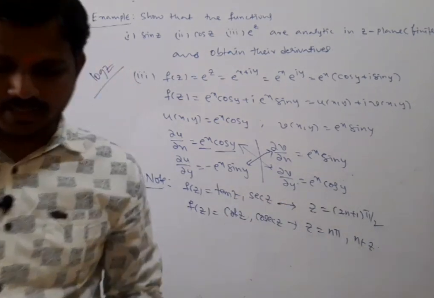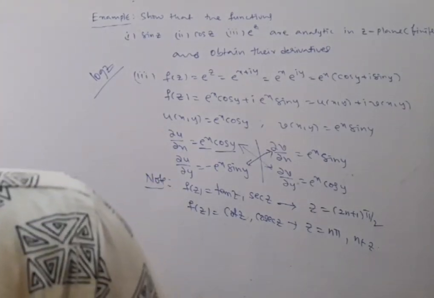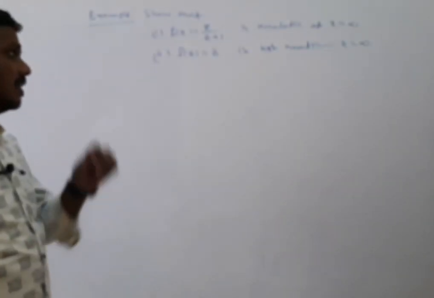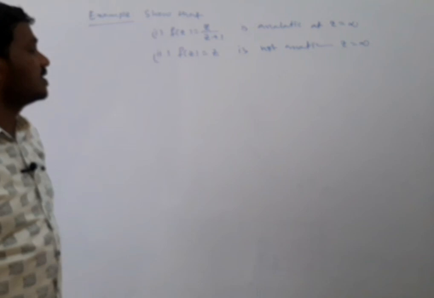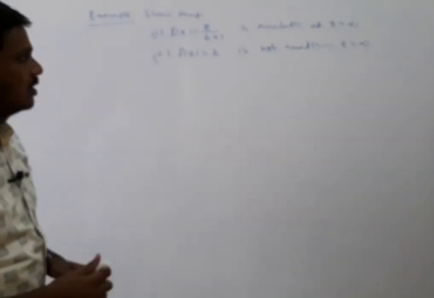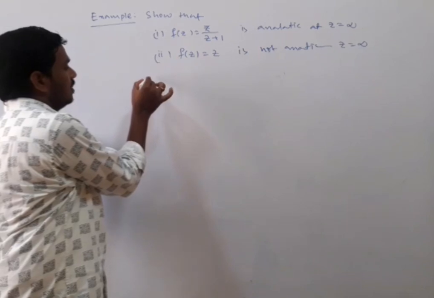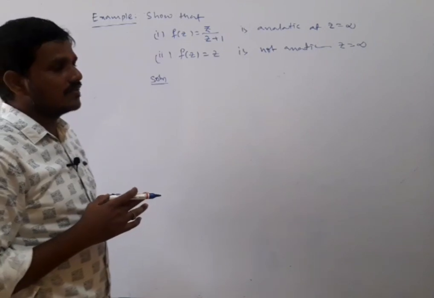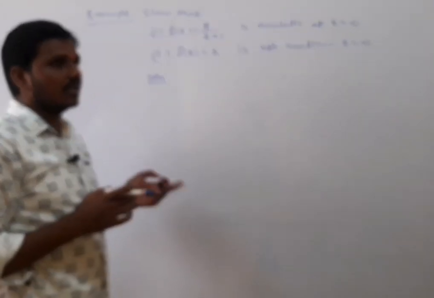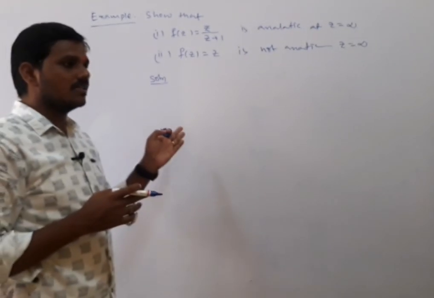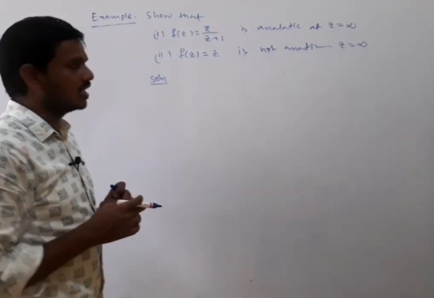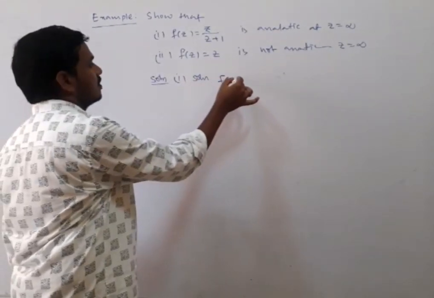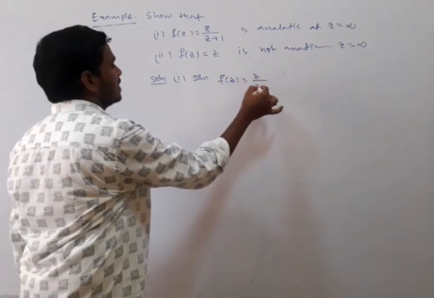Okay, now coming to the next. Show that f of z equal to z divided by z plus 1 is analytic at z equals infinity, and f of z equal to z is not analytic at z equals infinity. Now the definition of analyticity at z equals infinity: the function f of z is said to be analytic at z equals infinity if f of 1 by z is analytic at z equals 0. So here, given that f of z is equal to z divided by z plus 1.